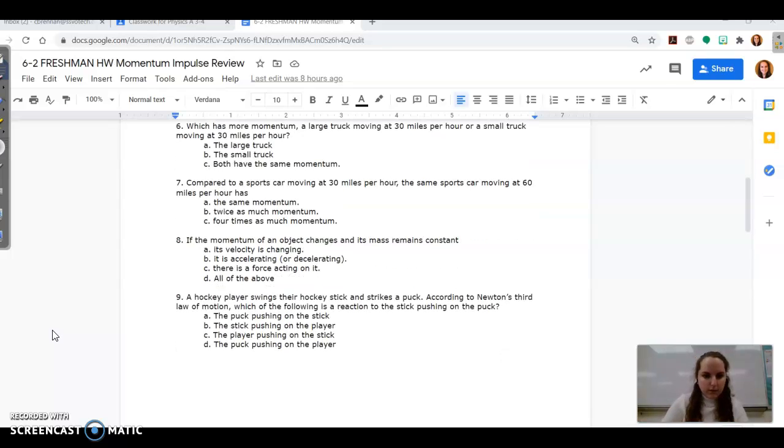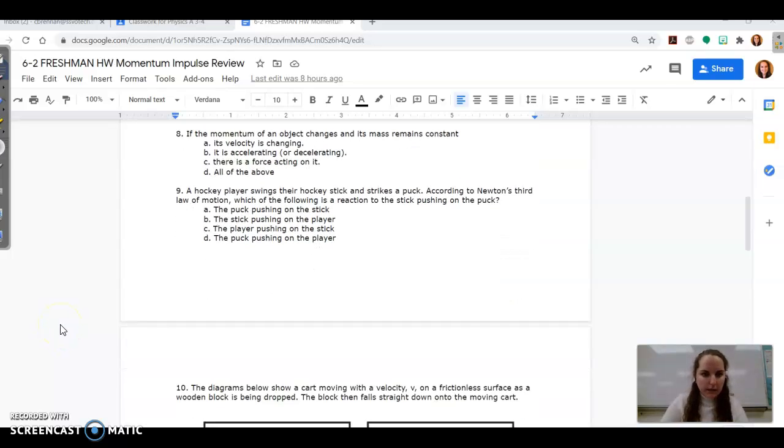If the momentum of an object changes and its mass remains constant, either its velocity is changing, it's accelerating, there is no force acting on it, it would be all of the above. Or there is a force acting on it, I'm sorry, I must have read that wrong, but it is all of the above. Okay, so if our momentum is changing, then something is happening. It's increasing in speed, or it's accelerating, or there's more force acting on the object.